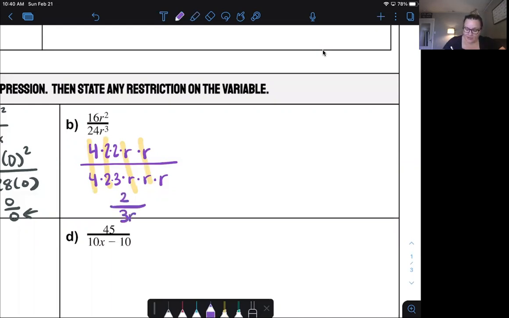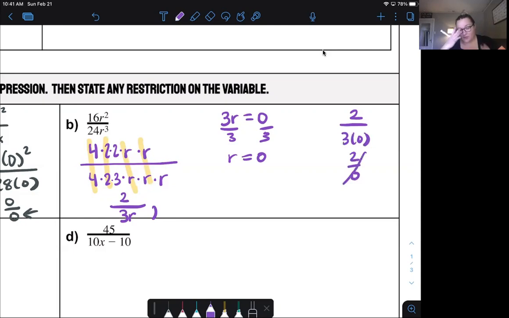Well, if 3r is in the denominator, and I don't want 3r to equal 0, I don't want my denominator to equal 0, I'm going to divide both sides by 3. R then can't be 0. If I plug 0 in here, I'm going to get 2 over 3 times 0, which is 2 over 0, and that's not allowed. So r cannot be 0.